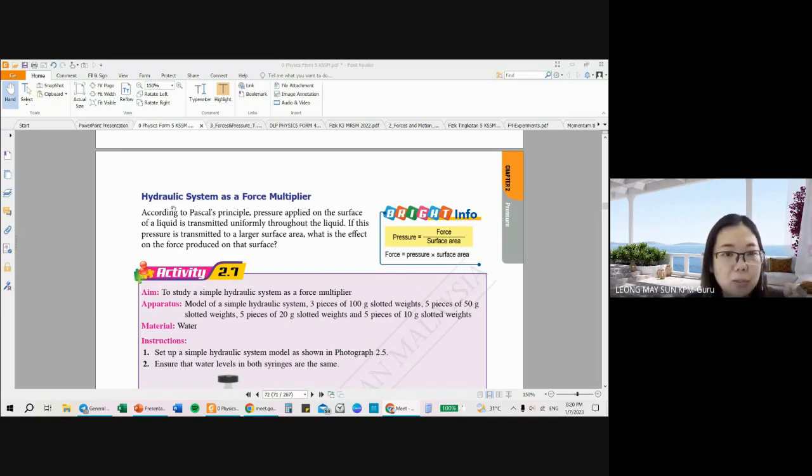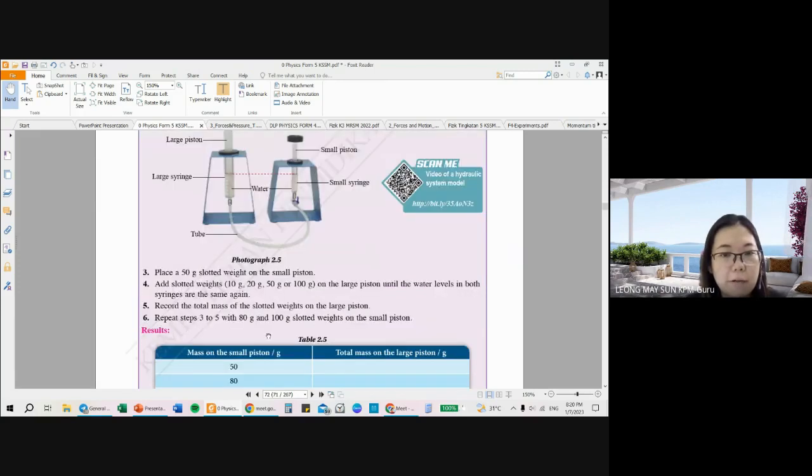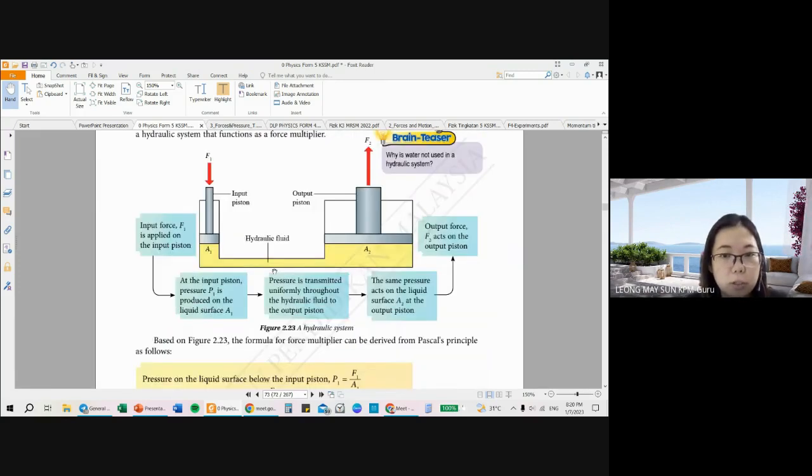Hydraulic system. Pascal's principle and hydraulic system are closely related. Hydraulic system uses Pascal's principle as a base. I repeat, hydraulic system uses Pascal's principle as a base. So according to Pascal's principle, pressure applied on the surface of the liquid is transmitted equally throughout the liquid. So if the liquid is transferred to a larger area, what does it mean? It means, for example, this situation.